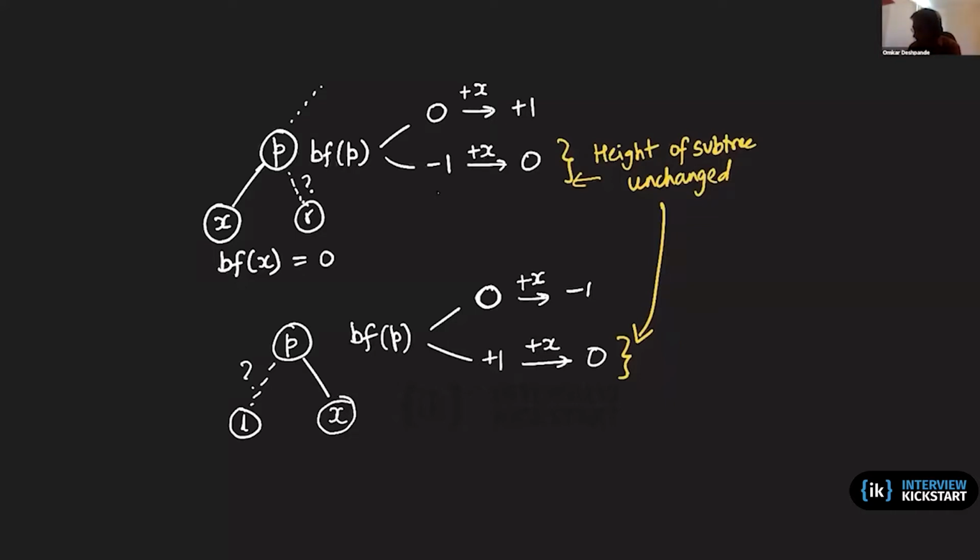So let's see, what could go wrong with the grandparent? Could anything go wrong with the grandparent? So let's say this is X and X is the left child of P.